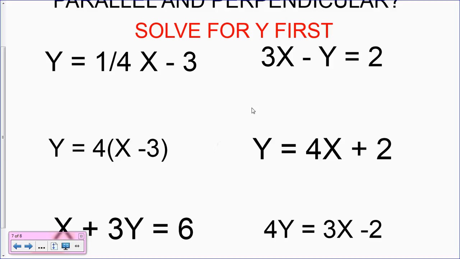Okay, so I don't know why I paused so long, but let's talk about the parallel ones. These two actually have the same slope of 4. Oh, and where's my other one? There. So those are my parallel lines, because they have the same slope.